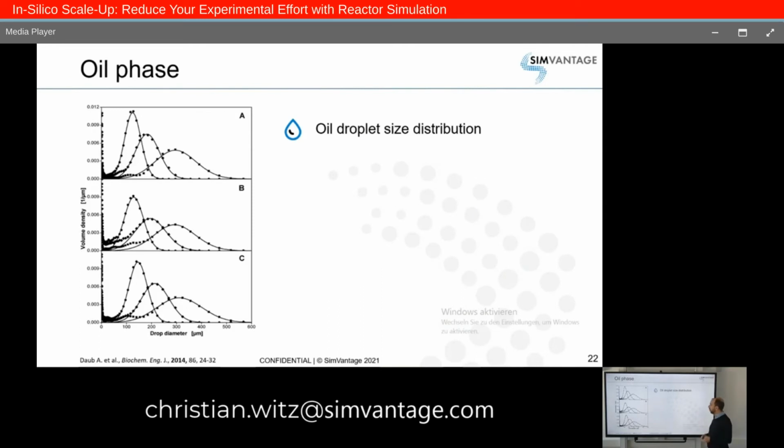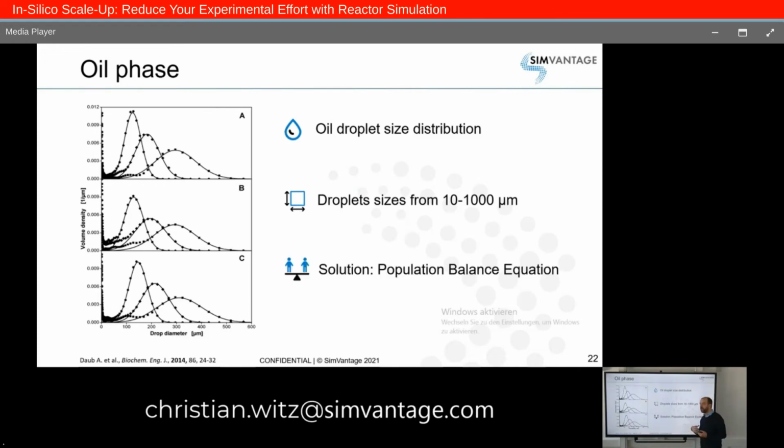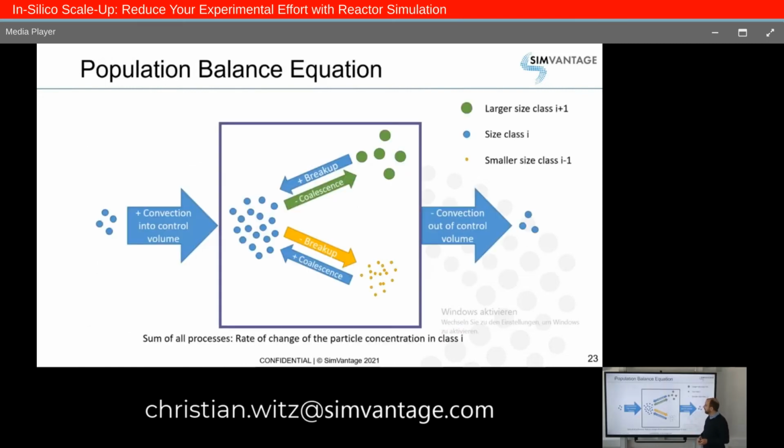So the next thing we are looking at is introducing a disperse phase into the reactor, like for example oil droplets. And these droplets are used for nutrition of cells or microorganisms, and they range from 10 to 1000 micrometers. It would be too costly to simulate or follow each oil droplet individually, and therefore we use the population balance equation. And this population balance equation just defines certain size classes for the oil droplets.